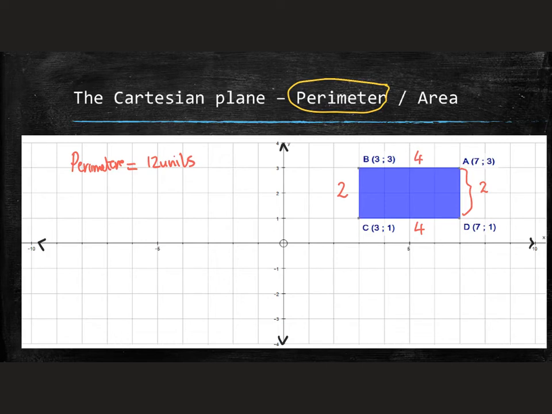What is the area of this shape? Pause the video and tell me what the area is. Area, as you remember, is one edge multiplied by the other edge. So the area of this rectangle would be 4 times 2, which equals 8 units squared.